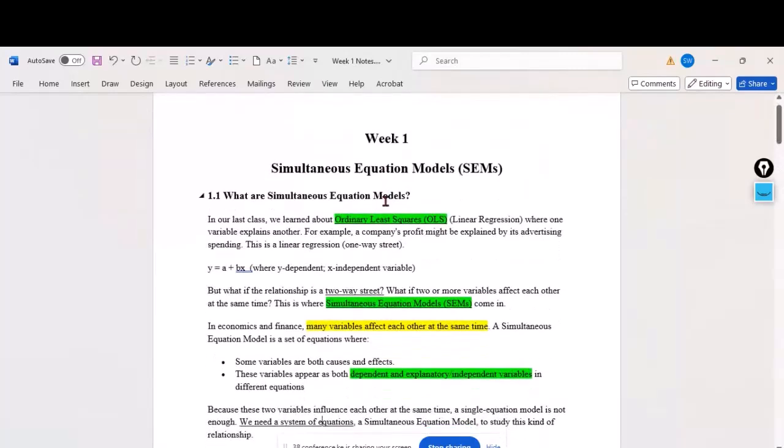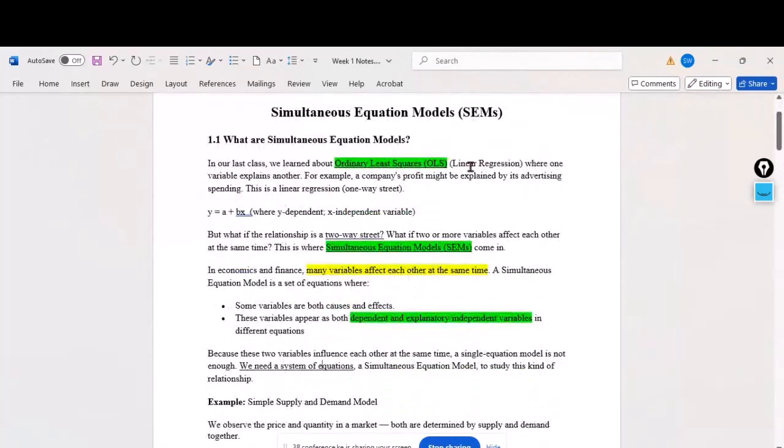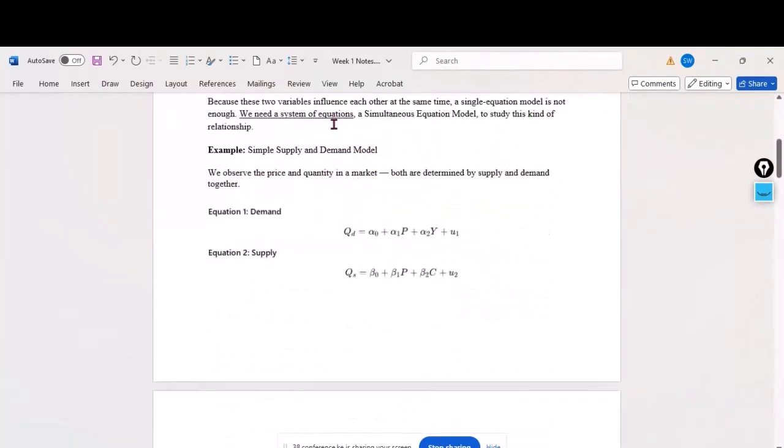One thing you should note is that in our OLS model, we were using one equation, because only x affects y. But when you come to simultaneous equations, y affects x, and at the same time, x also affects y. These two variables are affecting each other at the same time, and therefore we use what we call simultaneous equation models. When we talk about simultaneous, it means that it is a system of equations. It is not one equation, it is a system of equations.